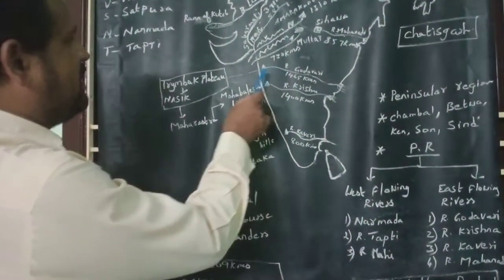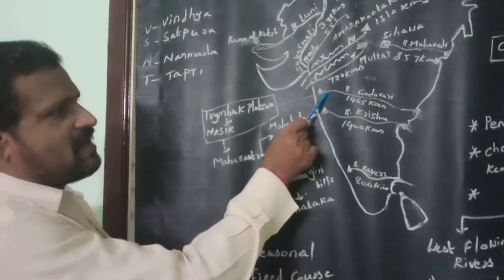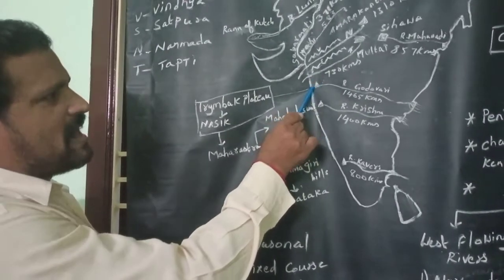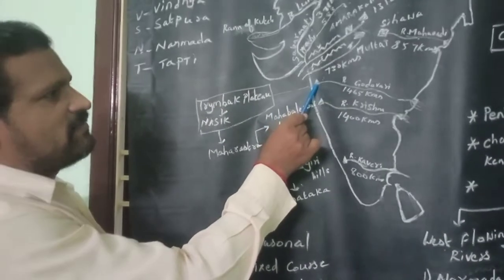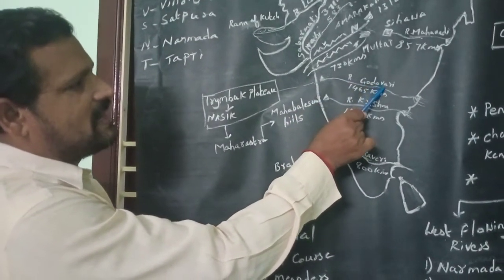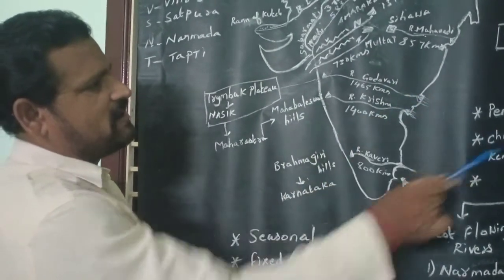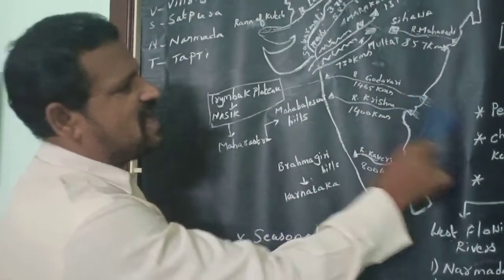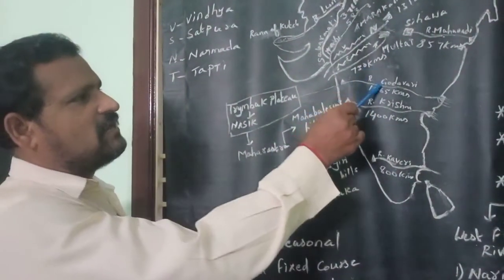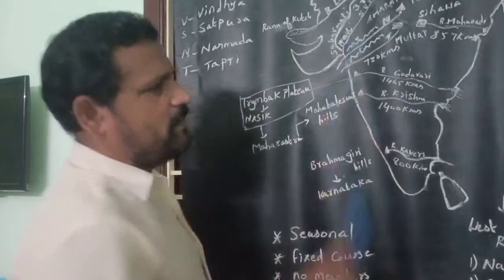This river Godavari rises at Trayambak Plateau at Nasik in Maharashtra. From there, it flows through Maharashtra state, Chhattisgarh state, Telangana state, and Andhra Pradesh state. Near Rajahmundry it reaches the Bay of Bengal. Godavari is an east flowing river. Why? Because the Godavari river flows towards east and reaches the Bay of Bengal.